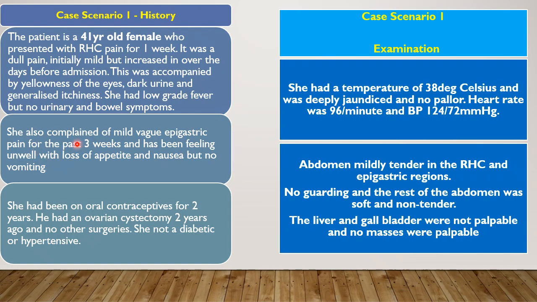She also complained of mild, vague epigastric pain for the past 3 weeks before her admission. She has been feeling unwell with loss of appetite and nausea, but no vomiting. She had been on oral contraceptives for 2 years. She had an ovarian cystectomy 2 years ago and no other surgeries before. She is not a diabetic or hypertensive.